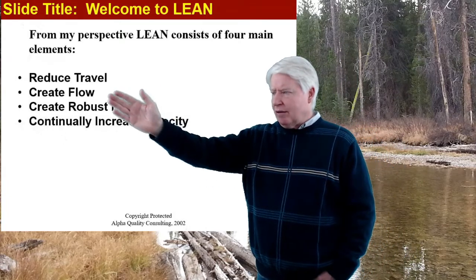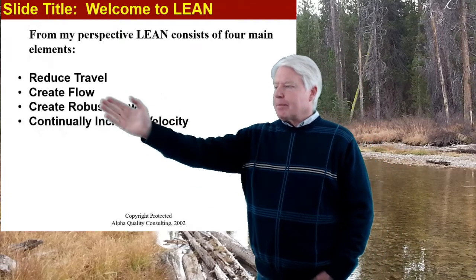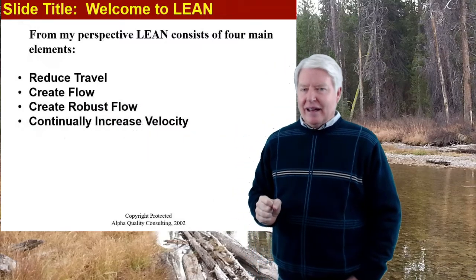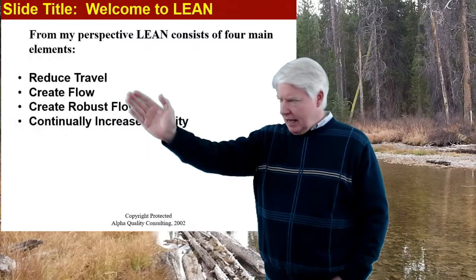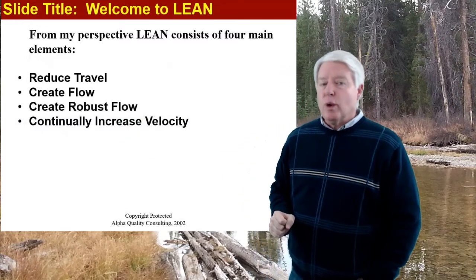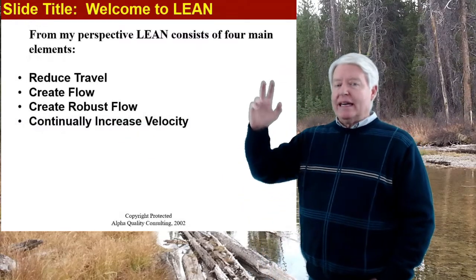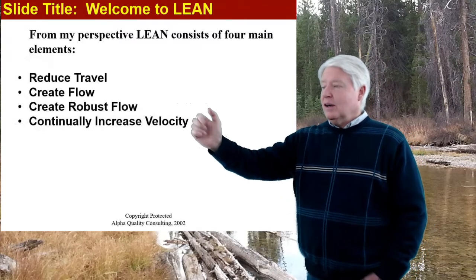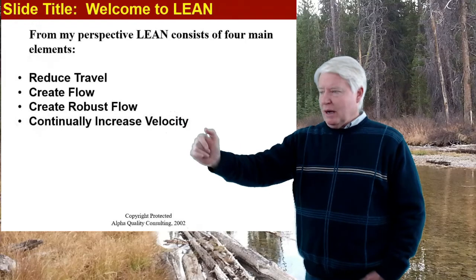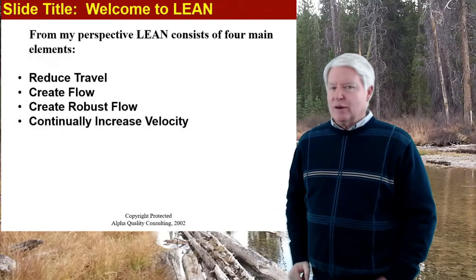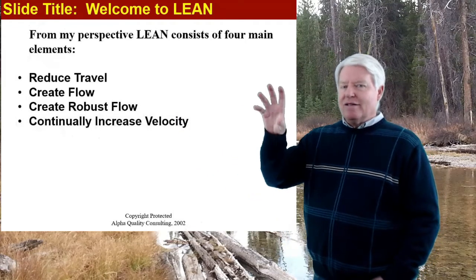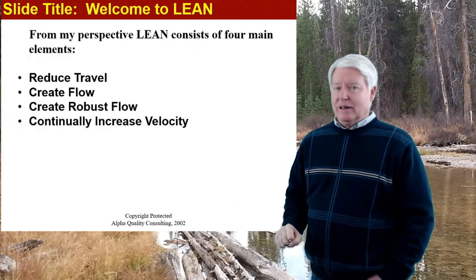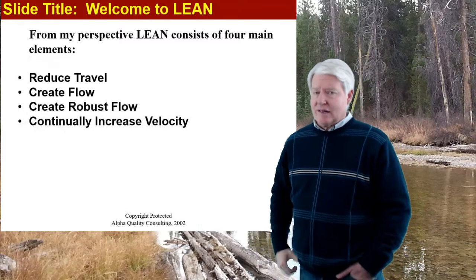Waste increases travel and stops flow and slows velocity. And anything that does that, anything that inhibits these things, is considered waste. And lean is all about getting rid of all the waste in the process. Why? So you can create flow, reduce travel, create robust flow, and continually increase velocity. That's how they went from that company I told you about, from 1 month to less than an hour. It's amazing. Lean really is amazing.